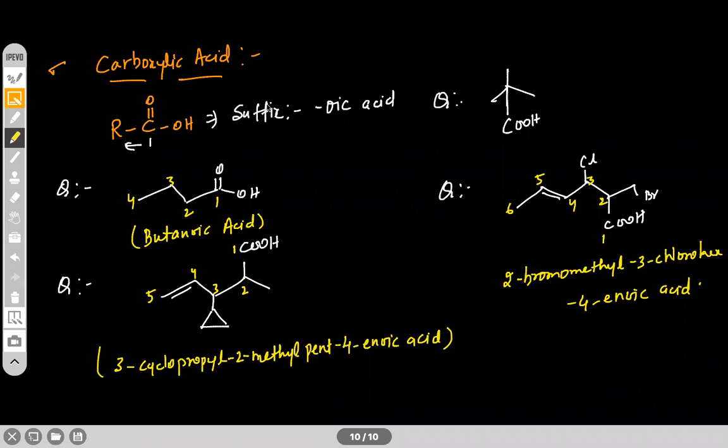No, Harsha, the 2 then 1 bromomethyl is not required because this methyl has only 1 carbon. So when you say bromomethyl, it means that bromine is attached to 1 single carbon only. So that is not required. But if you write it, it's not wrong also.